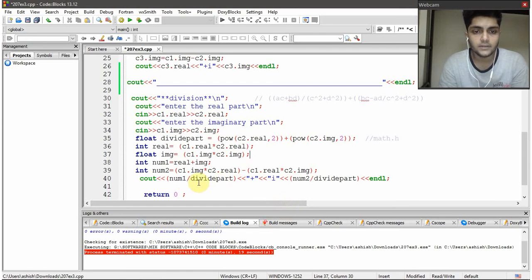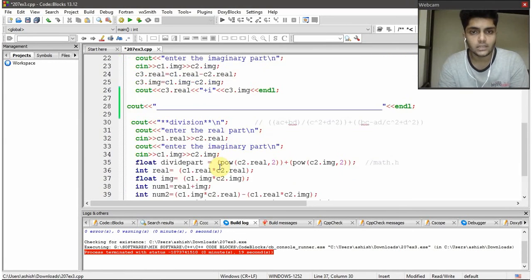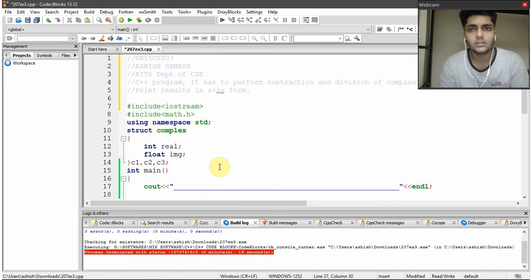And then to combine all this I have given a cout statement, that is numerator 1 divided by the divide part, and then plus i, then numerator 2, and then again the divide part, and then I have given endl which will break the line, and here I have written a 0 value. So that's all in this program. This is how we are going to perform division and subtraction.